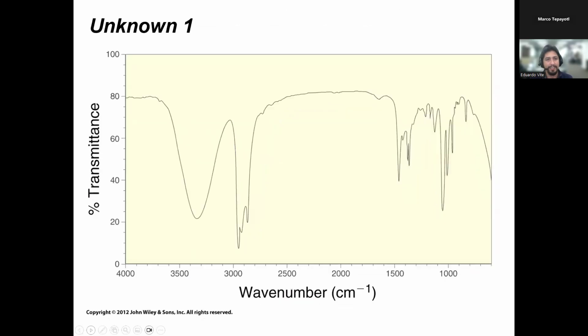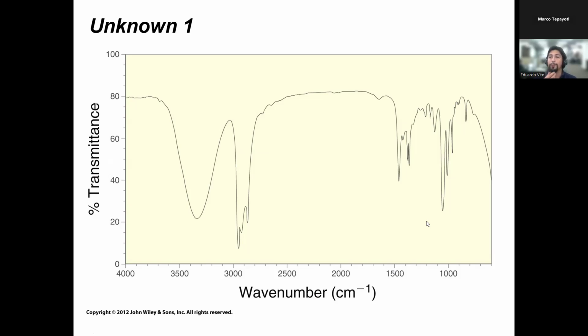Okay, next one. This would be unknown number one. If I was to give you, for example, something like this on a post-lab quiz, possibly next week, what would you guys tell me that this is? What are the functional groups that are present in this one? Okay, so Zane said carboxylic acid.